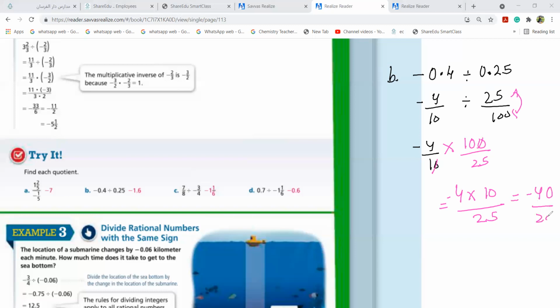Yes, both of them come in the table of 5. 5 times 8 and 5 times 5. How do you know that both of them come in the table? Because 0 and 5: something which ends with 0 or 5 comes in the times table of 5. So minus 8/5. Let me divide. Your answer is minus 1.6. Okay?